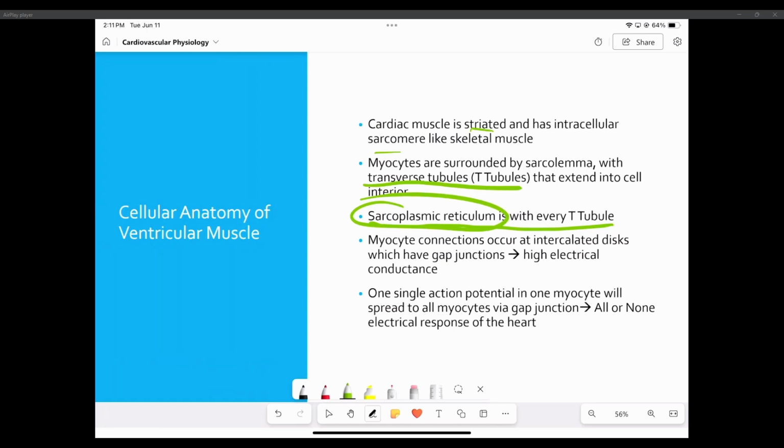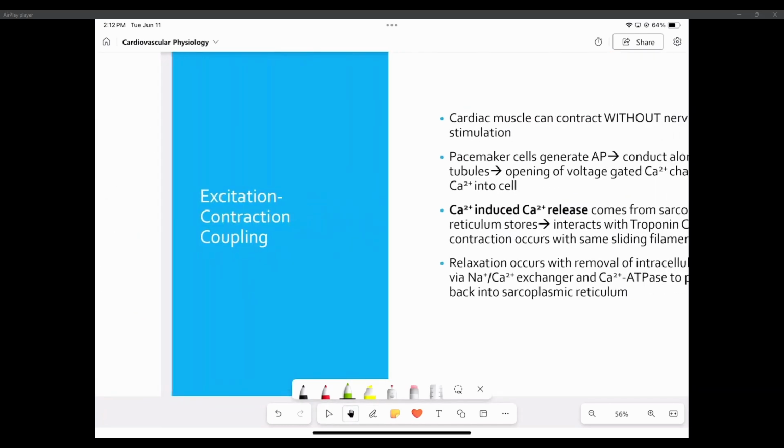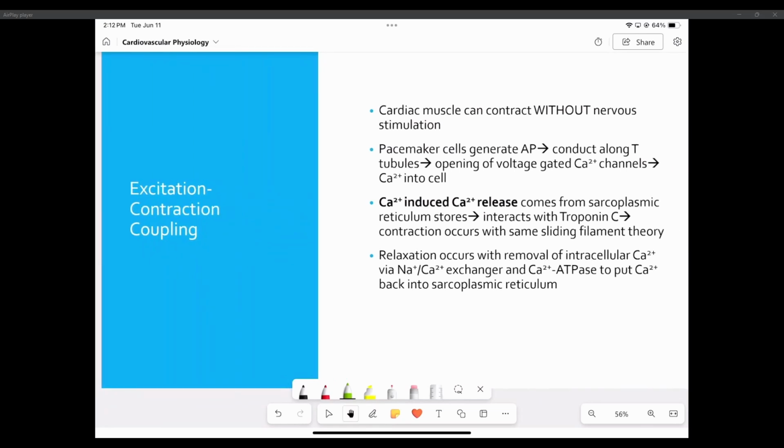Myocytes also have gap junctions, and that means that when one heart cell depolarizes, the entire heart will depolarize because of the gap junctions. So all the cells go. That's the all or nothing principle of the heart: once one goes, then they all go. Excitation contraction coupling.